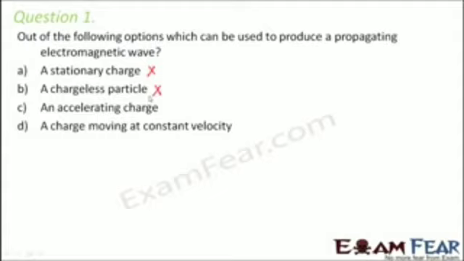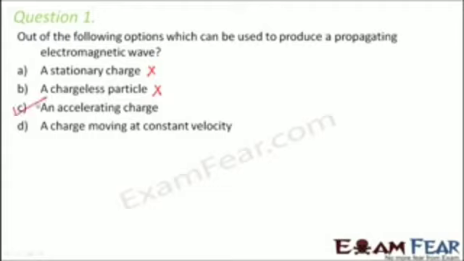Third option is accelerating charge. Now since it is a charge, it will have an electric field. Since the charge is also accelerating, that means its speed is also changing with time. So it would also have a magnetic field as well. So here we have an electric field as well as magnetic field which are changing with time because the charge is accelerating. So it seems to be a correct option because this can produce an electromagnetic wave.